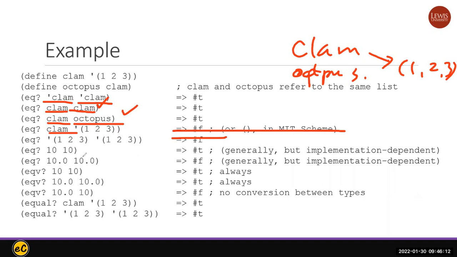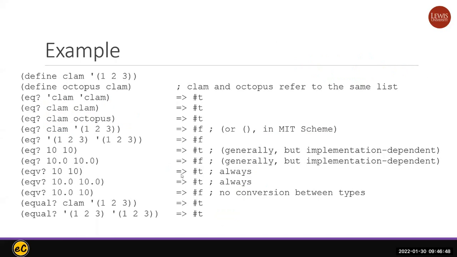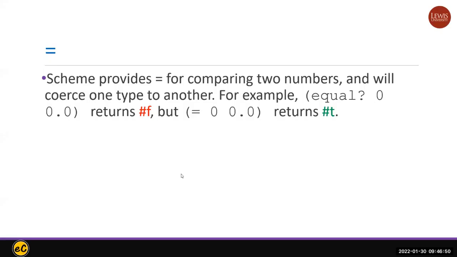eq? of 10 and 10 is the same value. But for 10.0 and 10.0, it is false, since the value is the same but sometimes it is not the same object. For eqv?, 10 and 10 is true, and 10.0 and 10.0 is true, same value. eqv? of 10.0 and 10 is false because they are different data types. For equal? on claim and 1, 2, 3, it is a recursive structure evaluation, so it's the same. These two are also the same. So that's the definition of eq?, eqv?, and equal?.